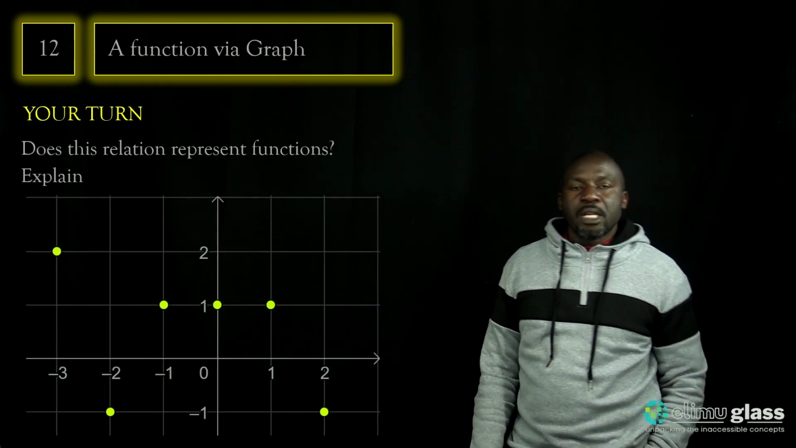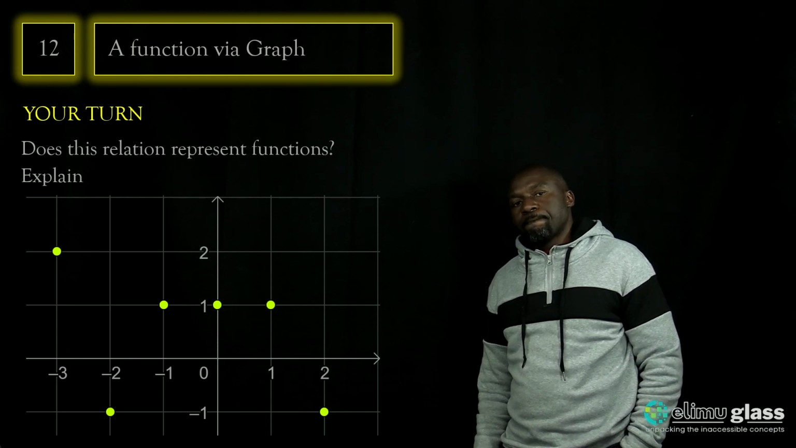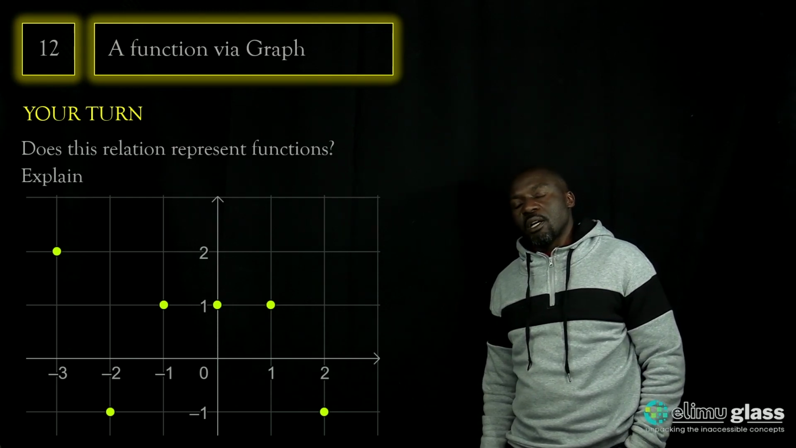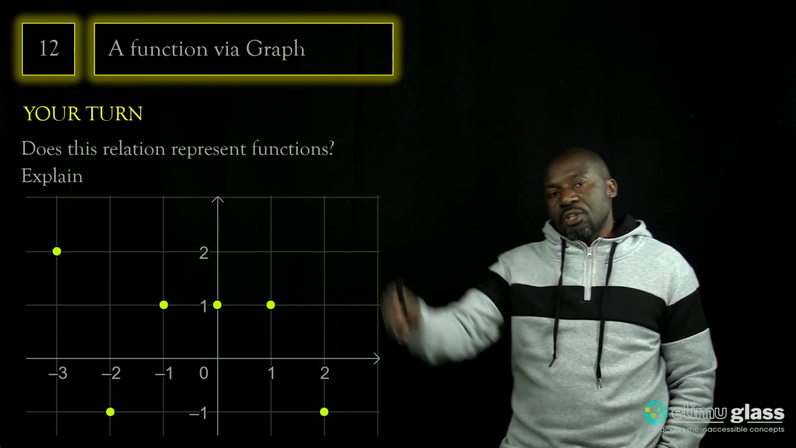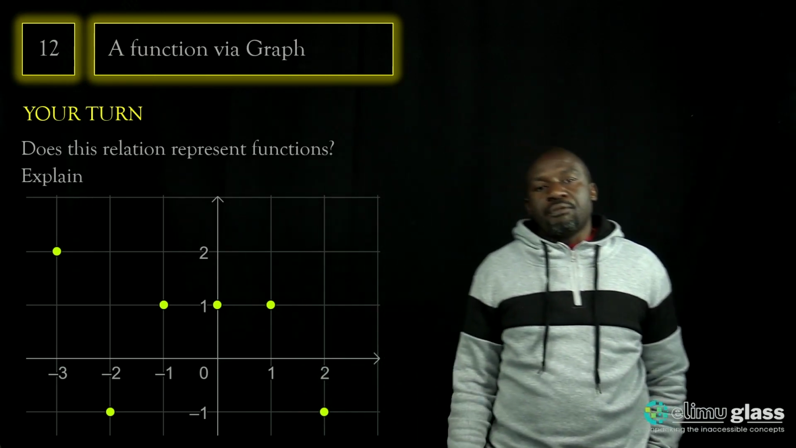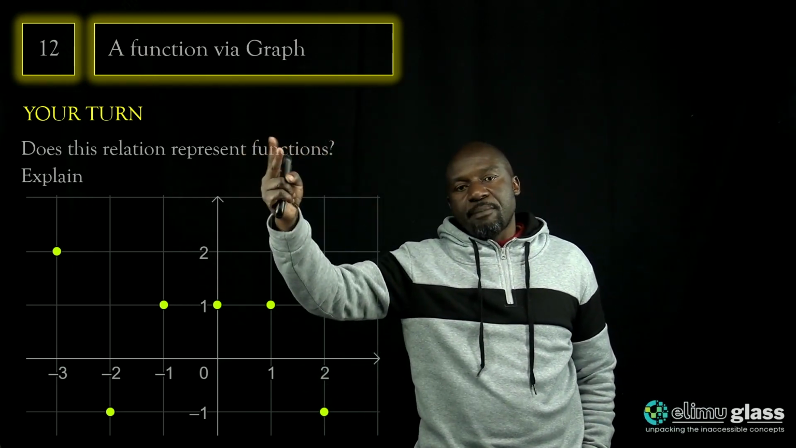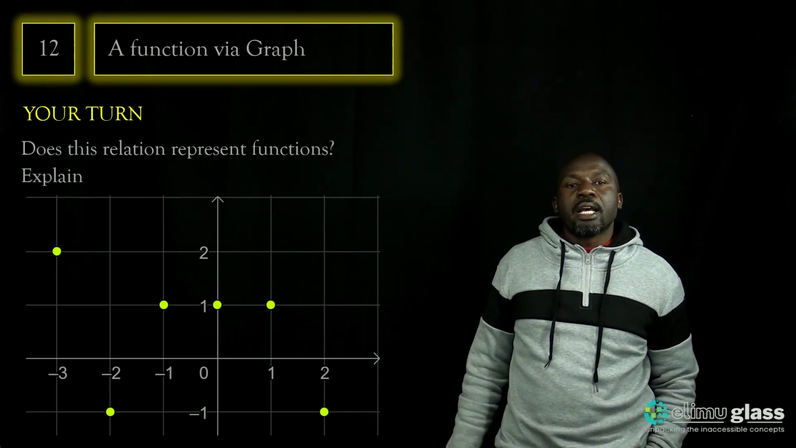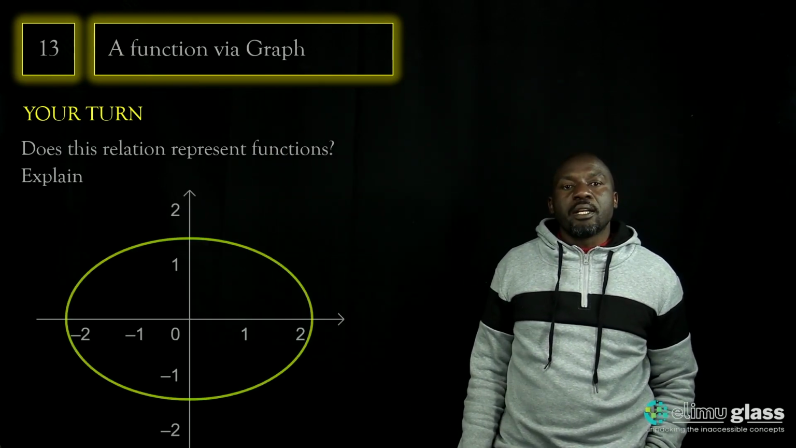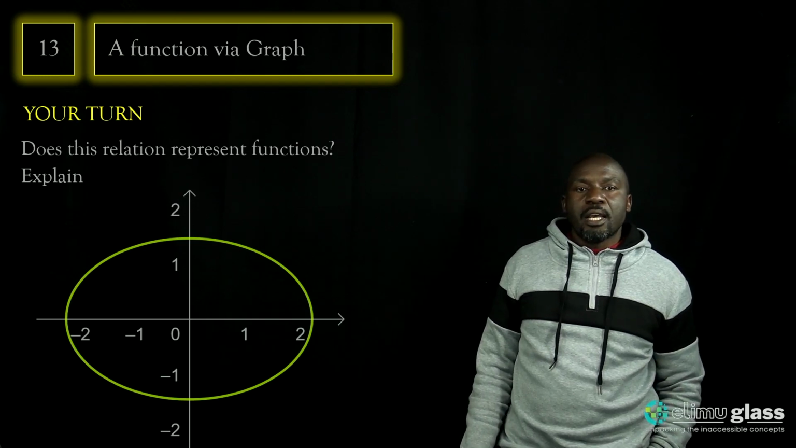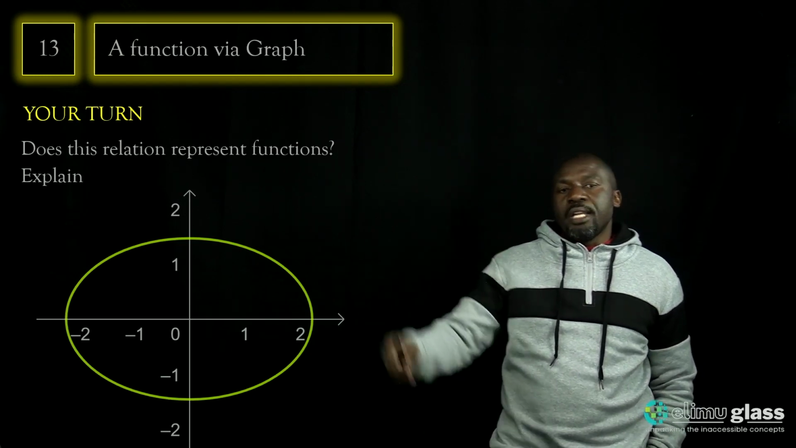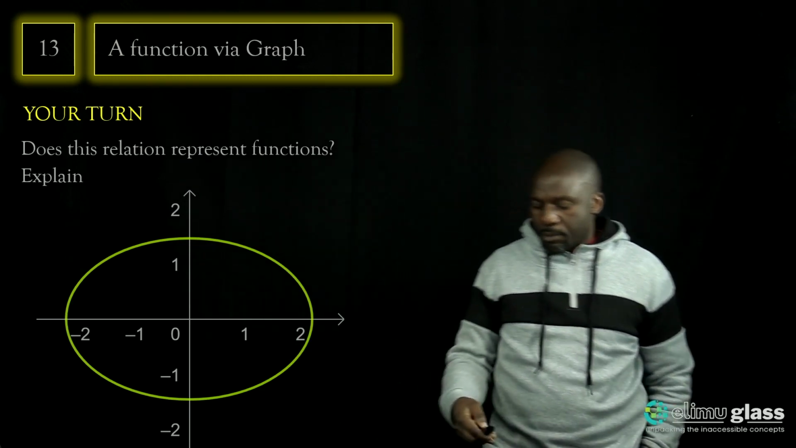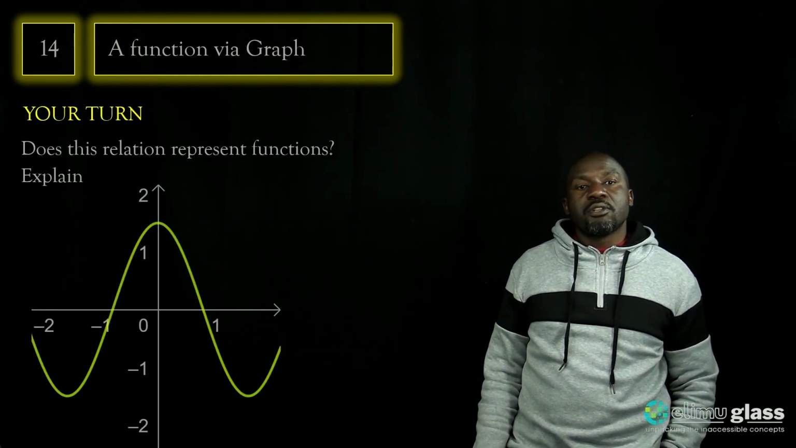Here is another one. This is a discrete distribution, a discrete relation. Using the vertical line test, if the vertical line touches two of them at the same time, then it's not a function, otherwise it is. Okay, check that out and tell me what you think. Here is another one. This is an ellipse. Will it pass the vertical line test to determine whether it is or is not a function?